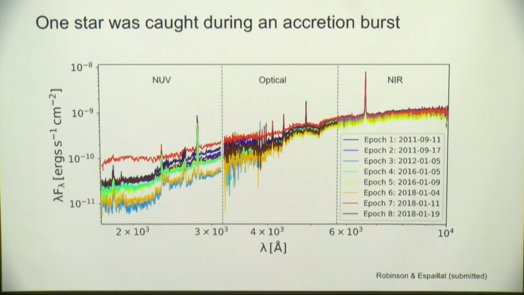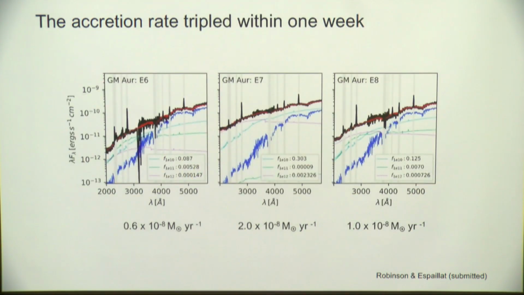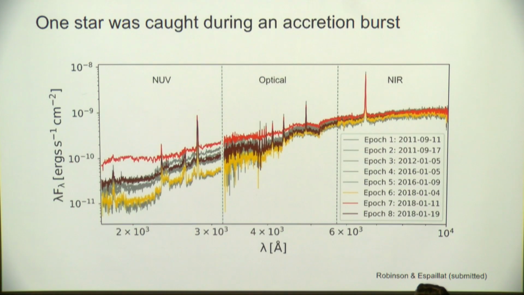To walk you through this, let's say that we're starting off here with epoch 6. Epoch 6 is in yellow down here. Lower NUV means lower accretion rate. About a week later, it pops up here to this red spectrum, the highest accretion rate that we've measured for geomorrhagi. And then another week later, in epoch 8, it comes back down. So we think that this is an example of a burster.